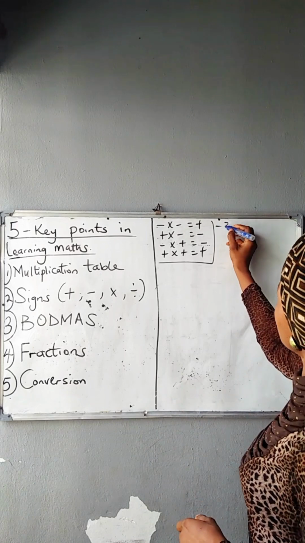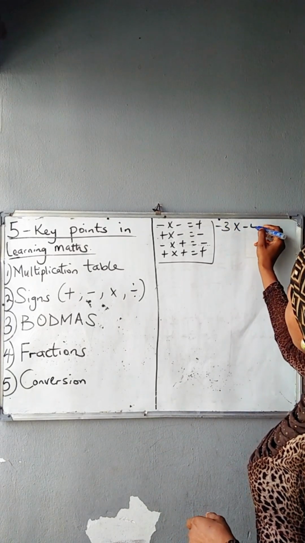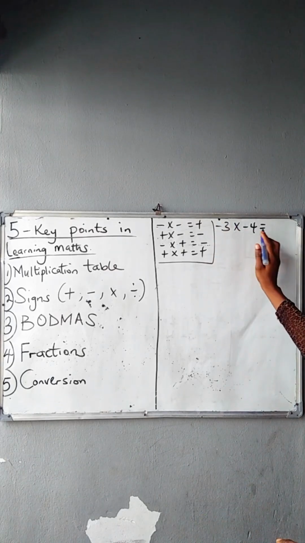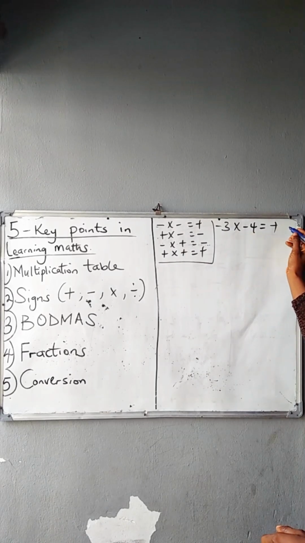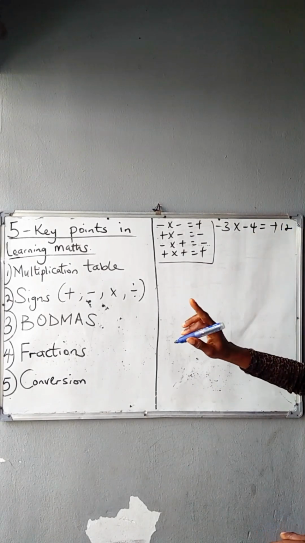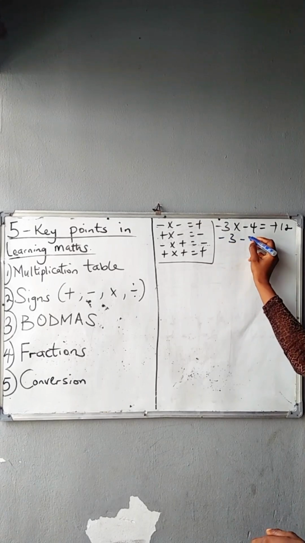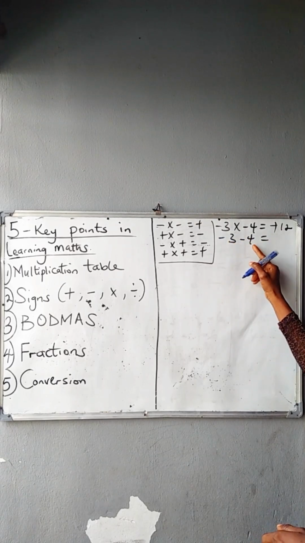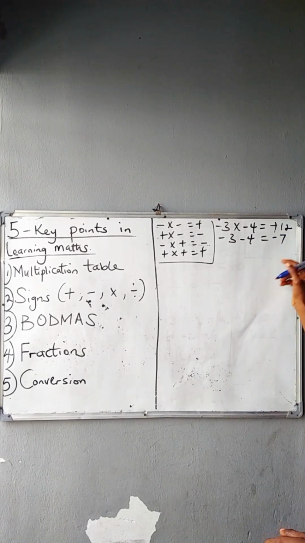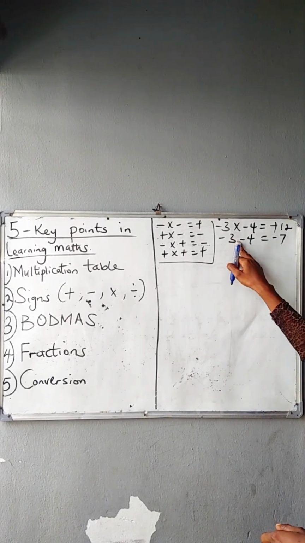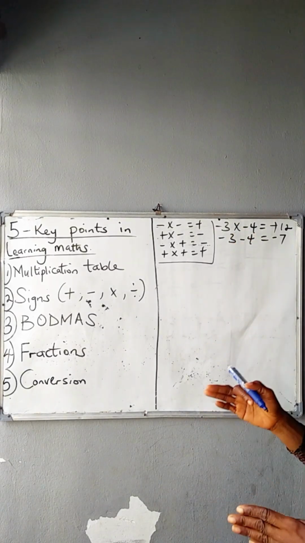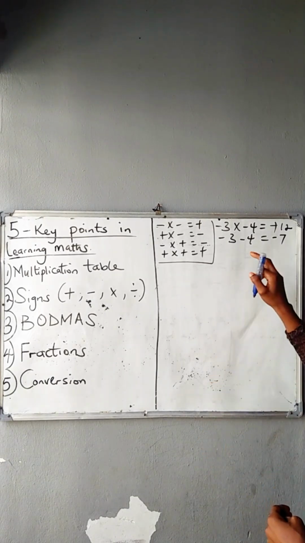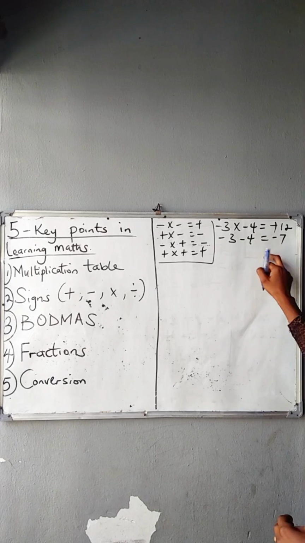Example, when you have minus 3 times minus 4, what do you have? Minus times minus, you have plus. 3 times 4, you have 12. It's not the same as minus 3 minus 4. Minus 3 minus 4, you have it as minus 7. So there's a difference there. Multiplication sign is not here, but multiplication sign is here. So try as much as possible to know how to solve questions regarding these signs very well.